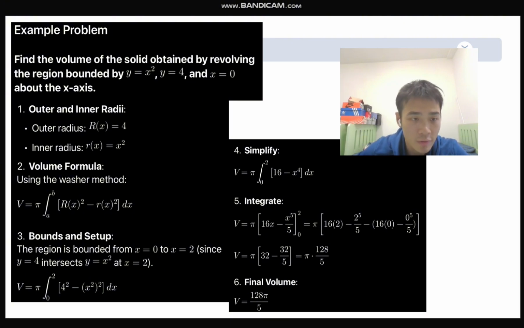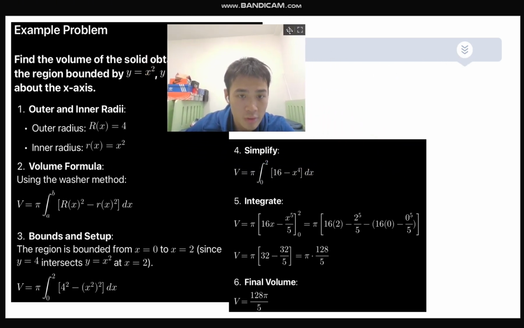So first we have to find the outer and inner radius. The outer radius is R(x) equals 4 and the inner radius is r(x) equals x squared. And then we use the volume formula here. Using the washer method, we use the formula, which is pi integral a to b of R(x) squared minus r(x) squared dx.